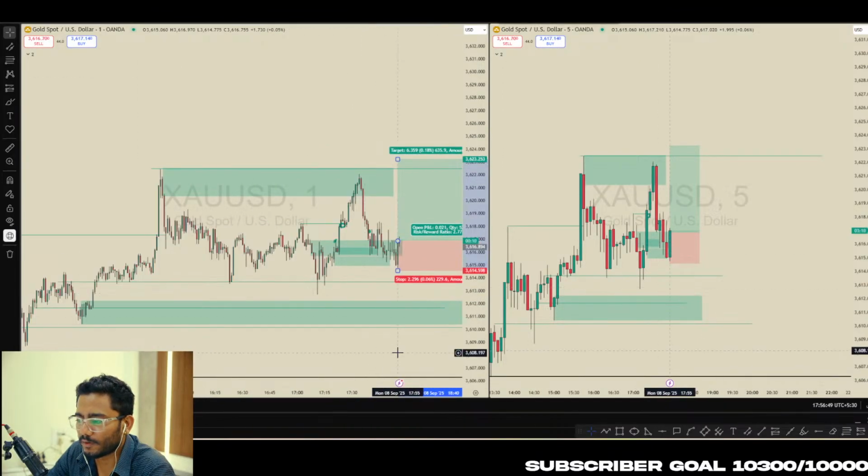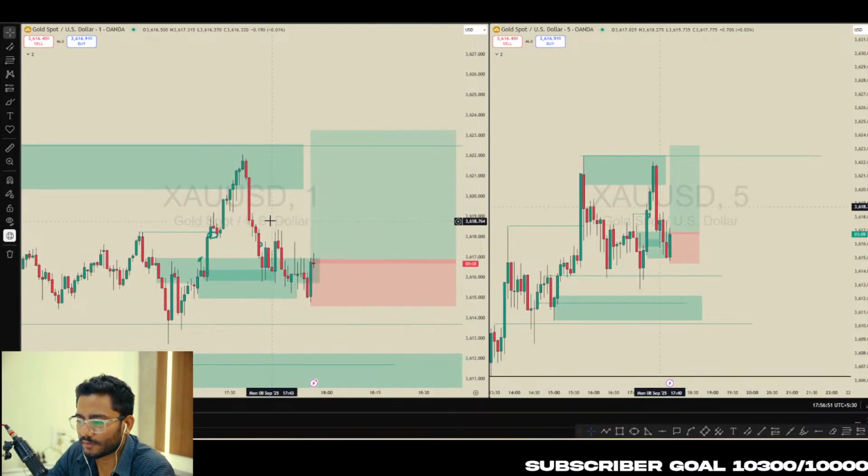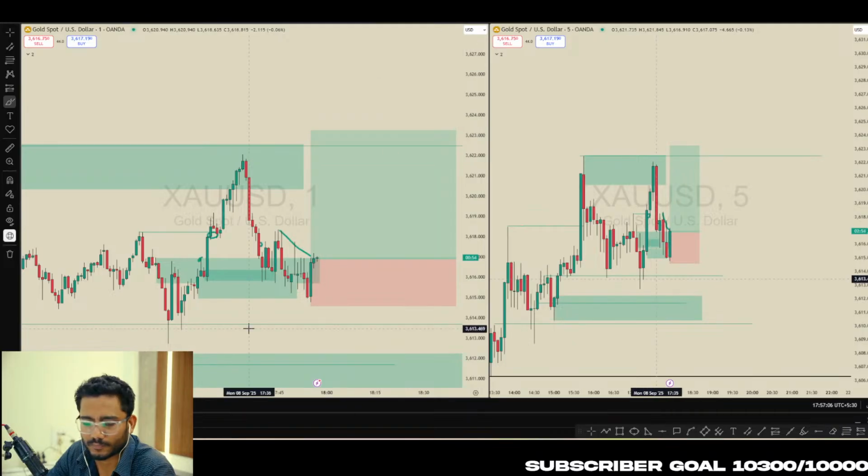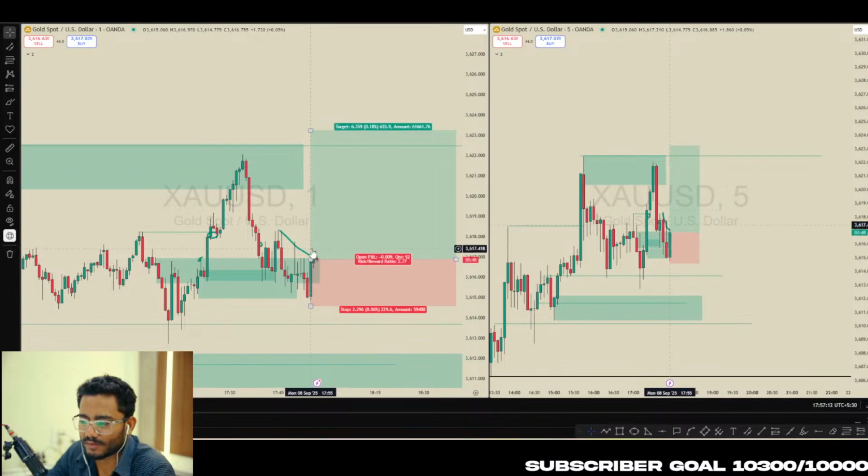If you look at the 1 minute, price has created this trend line liquidity over here, and we got this candle body closure. So it's showing that it gave a breakout structure, but still we can see a reaction to the upside from here. You can execute, but enter with less risk over here.